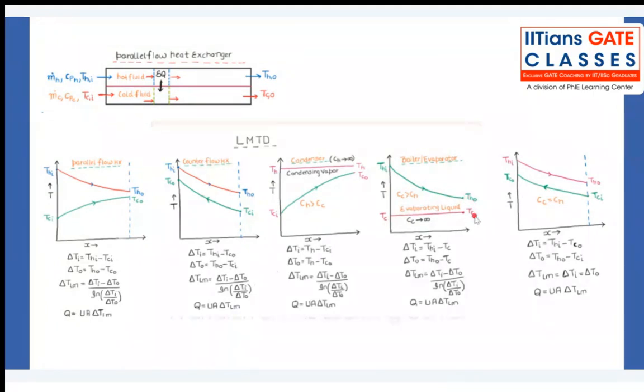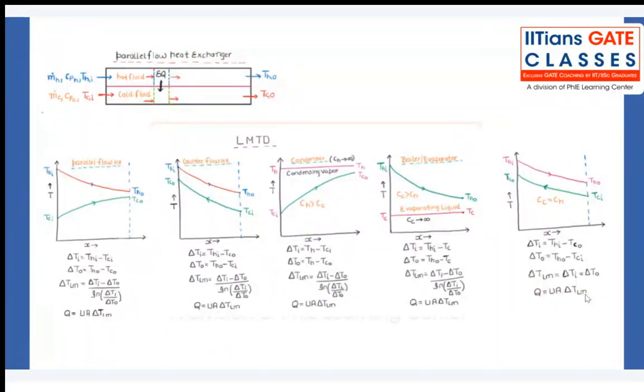This is the case where you have two fluid streams, and both fluid streams have the same heat capacity rate, that is CC is CH. If that is the scenario, then your log mean temperature difference is equal to delta TI minus delta T naught. Directly calculate this temperature difference, which will be equal to the log mean temperature difference, and you can use this formula. Okay.